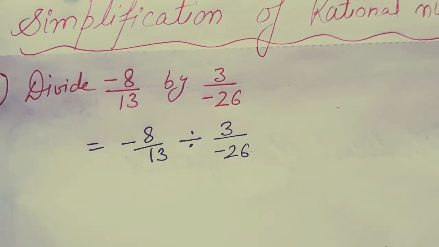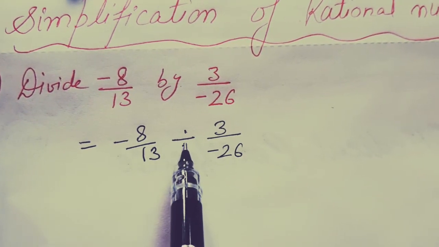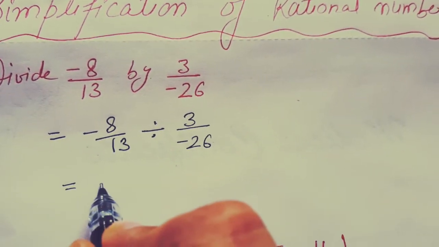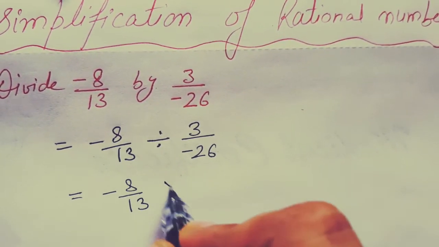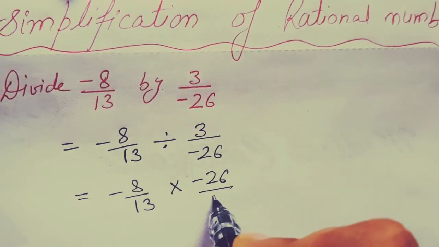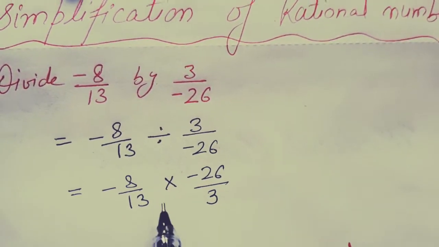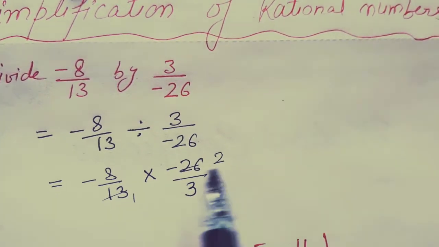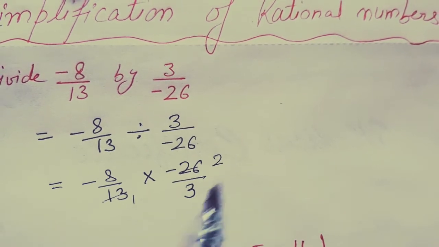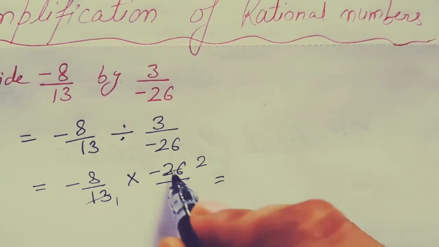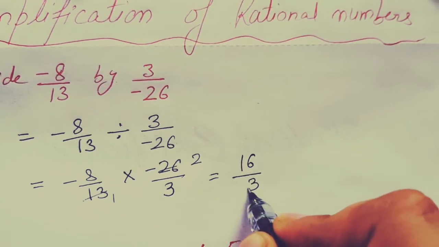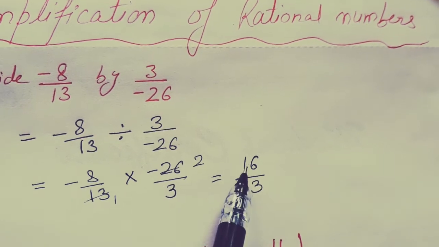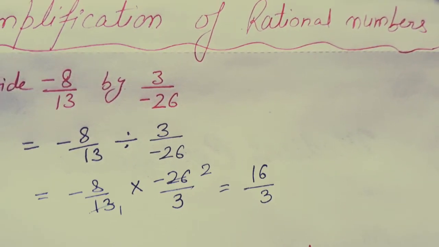So first of all we have to change this division sign into multiplication by taking the reciprocal of this number. So it will become minus 8 by 13 multiplied by minus 26 by 3. Now we will do the cancellations. 13 ones are 13, 13 twos are 26. Now we will multiply numerator with numerator and denominator with denominator. It comes out to be 8 twos are 16 divided by 3 ones are 3. See, the negative into negative will become positive. So the answer will be 16 by 3.